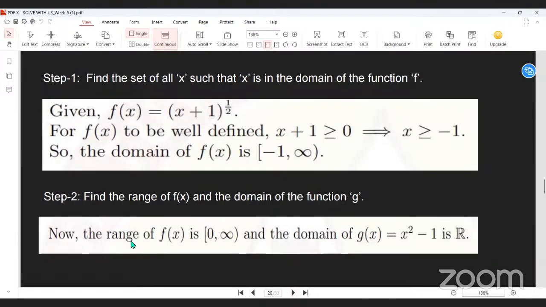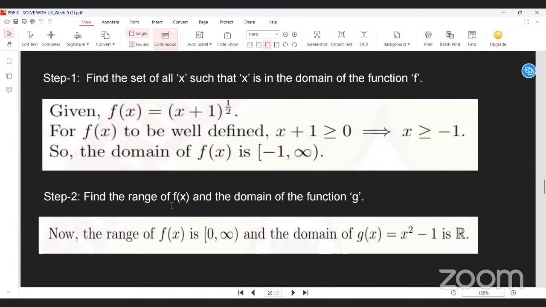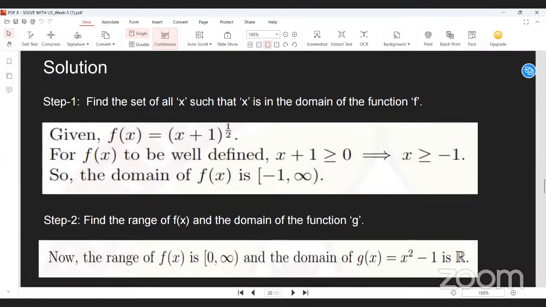So is everyone following till this point? Yes, sir. Clear. Hence, the domain is -1 to infinity, right? So one thing: how did it help us to find the range of f? See, the range of f tells us what values go into g, right? So we can also find the domain of g. Okay, thank you, sir.